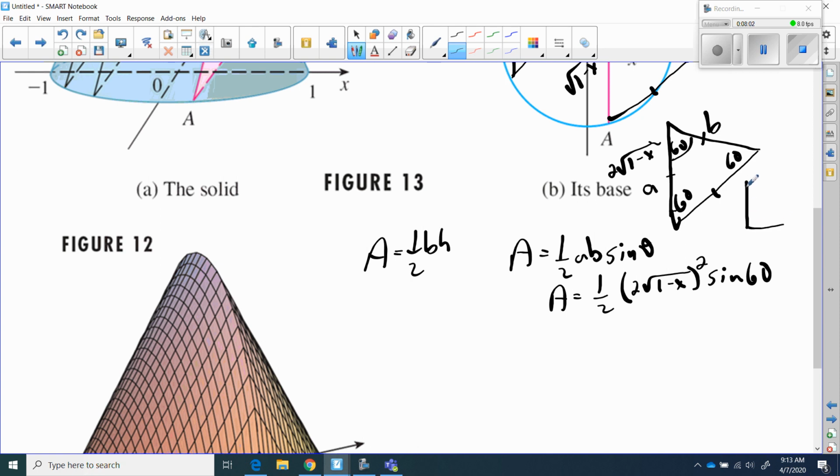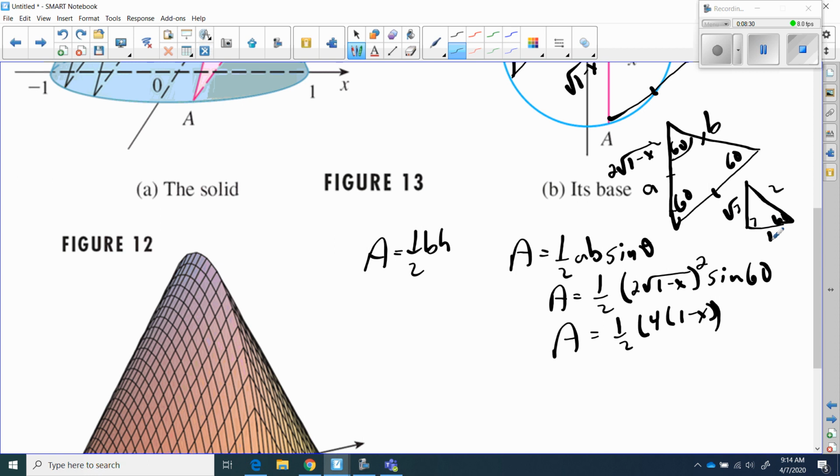So we had our triangle, look like that. That's 60. So we get 2. This is 30. Across from 30 is always 1. And across from 60 was your radical 3. So the sine of 60 is radical 3 over 2. Go down here. So the area is 1/2. Square this. I'm going to get 4 times 1 minus x squared, because when you square the square root, it just gets rid of the radical.